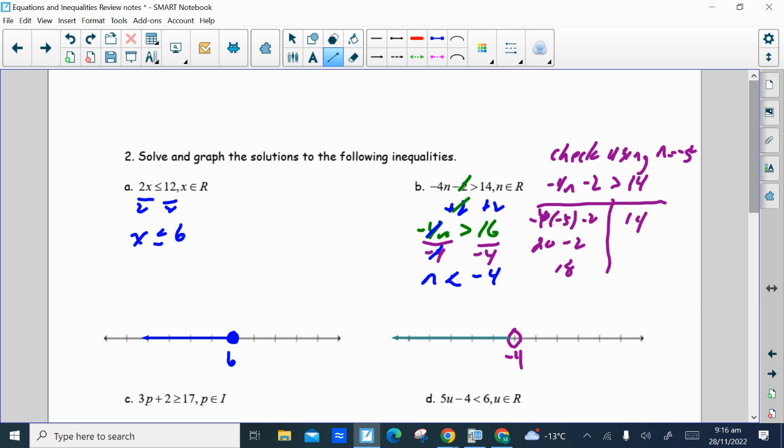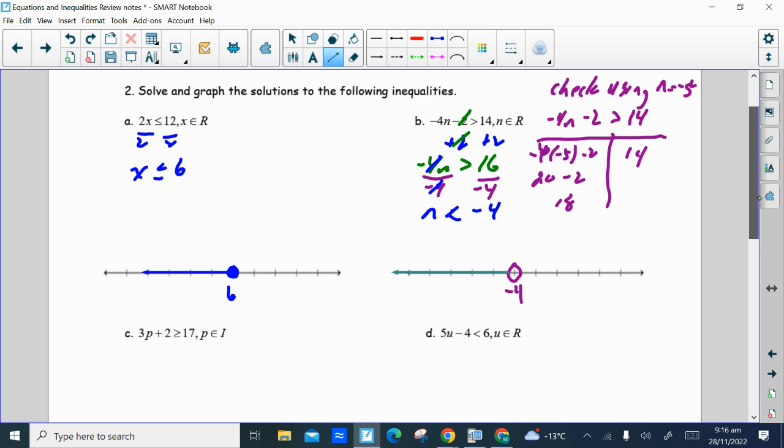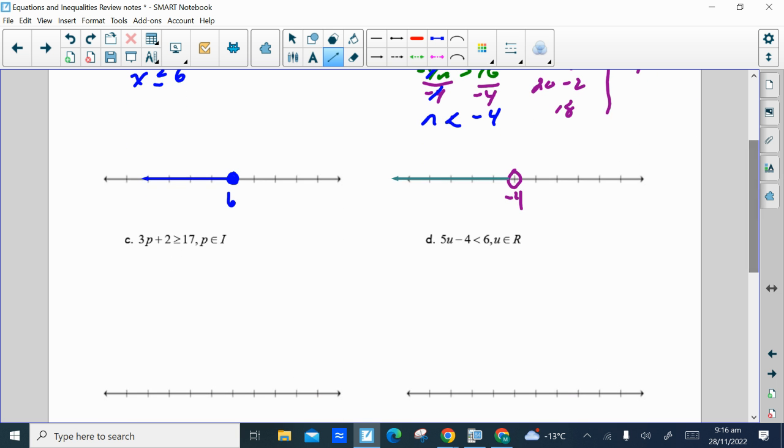So both of these were sets of real numbers, which are all numbers, all fractions, all decimals. That's why we use a line. For the next one, P is an element of integers. Integers are not fractions or decimals. They're only positive and negative counting numbers. So when we graph them, we use dots on our graph.